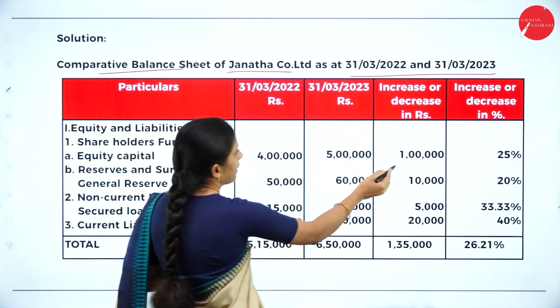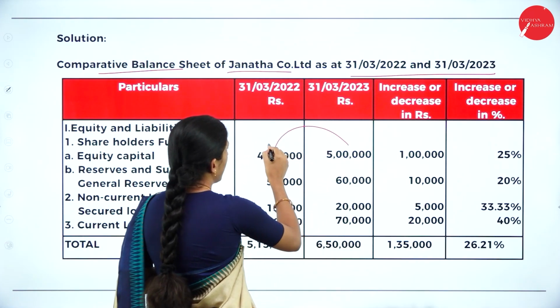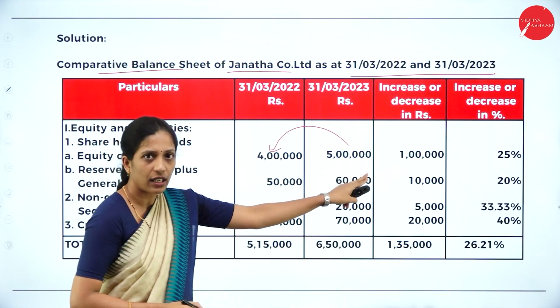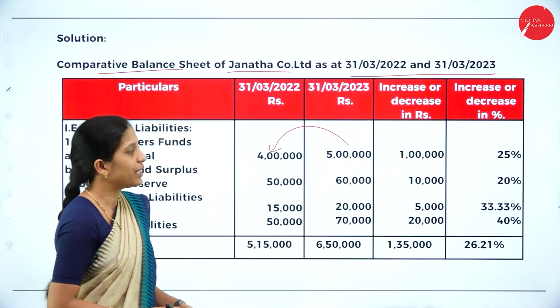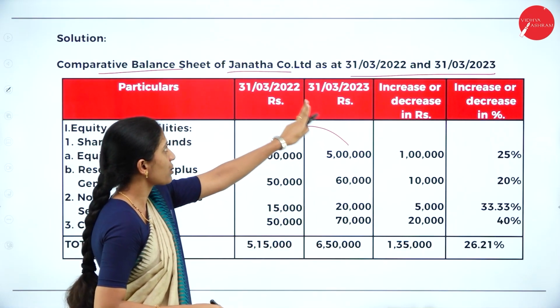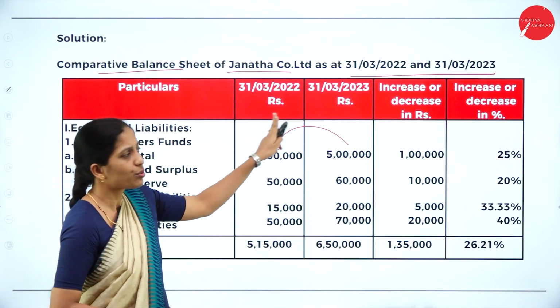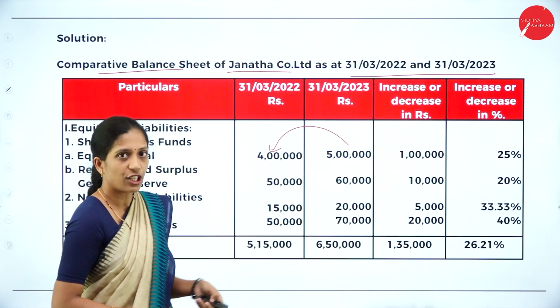Now, how to get increase or decrease in rupees? This minus this. It is 5 lakh minus 4 lakh, 1 lakh; 60,000 minus 50,000, 10,000. Till the end, you will do the same. That is, amount of 2023 minus amount of 2022. You will get increase or decrease in rupees.